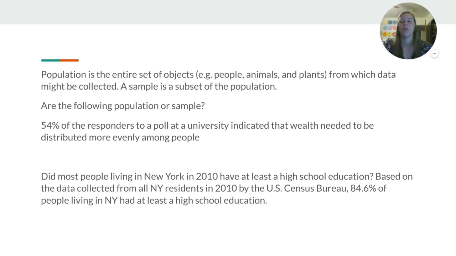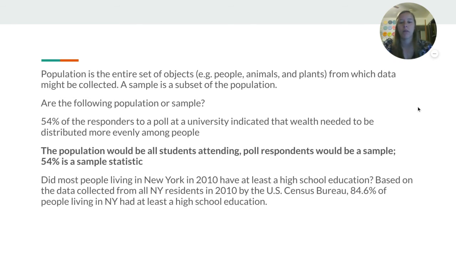54% of the responders to a poll at a university indicated that wealth needed to be distributed more evenly among people. Would that be population or sample? That one's going to be sample because the population would be all of the students at the university, but it's just a portion of them.